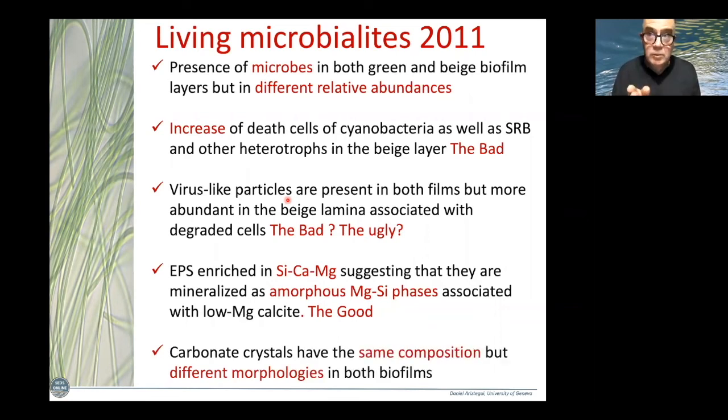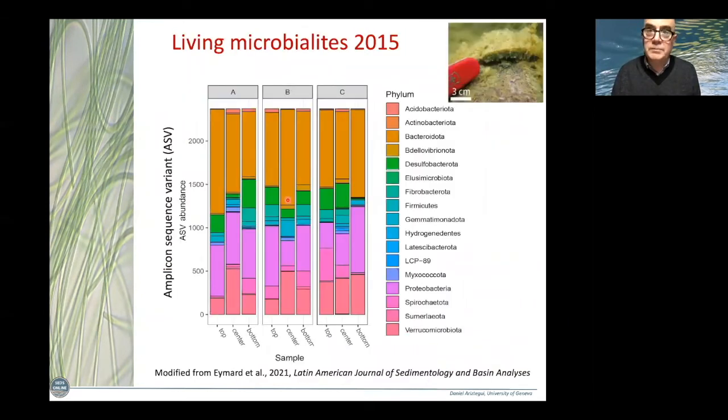One thing that is also important is that the carbonate crystals in both the green and the beige white lamina have the same composition, but they have different morphologies in both biofilms. So then, as I say, we went many times to the field to do these experimental studies and to do a deep hydrogeological study too.